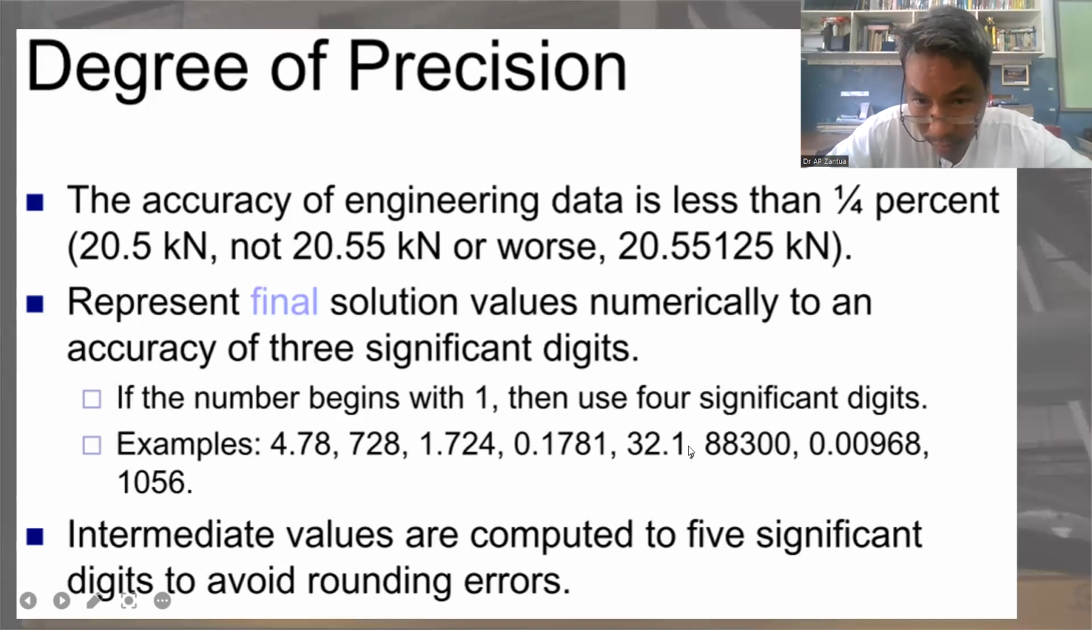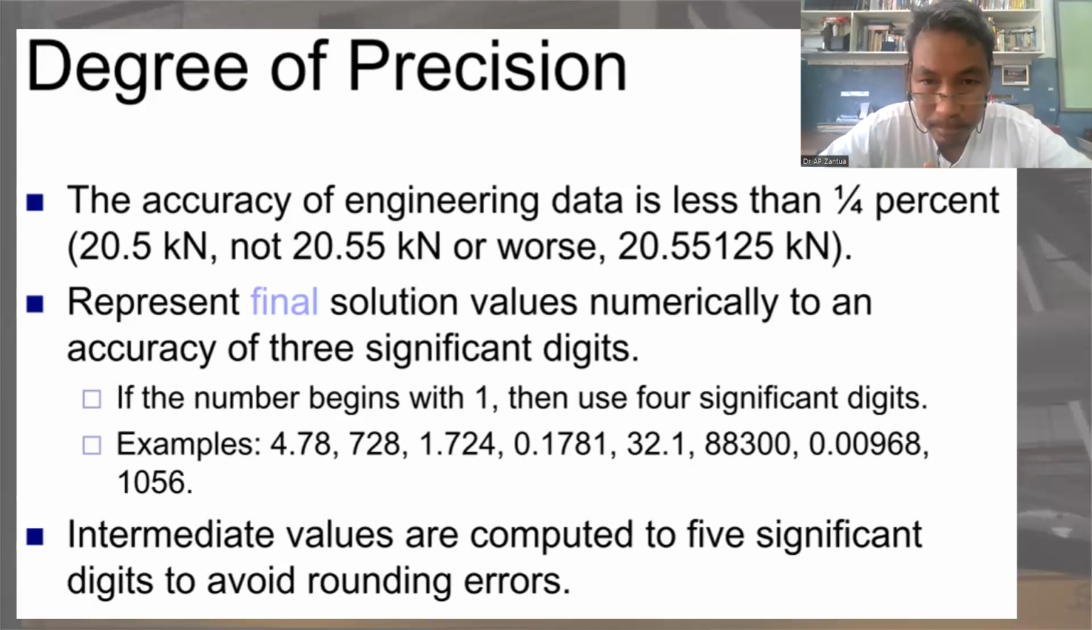We use 3. This is 3 significant digits. This is 3 significant digits. Take note. We are using 3 significant digits here. This is 4 significant digits. Why? Because we start with 1. Okay, so there is one rule: use 3 significant digits.